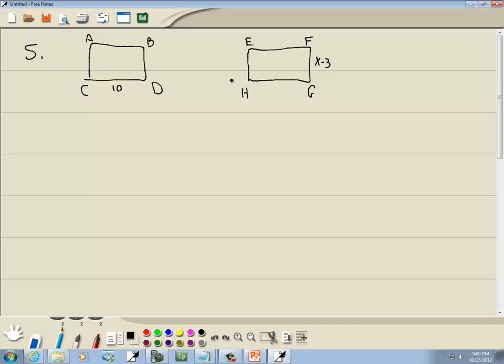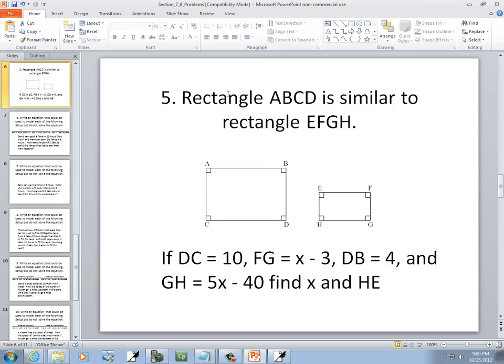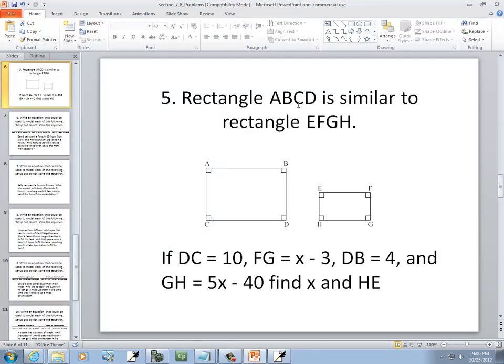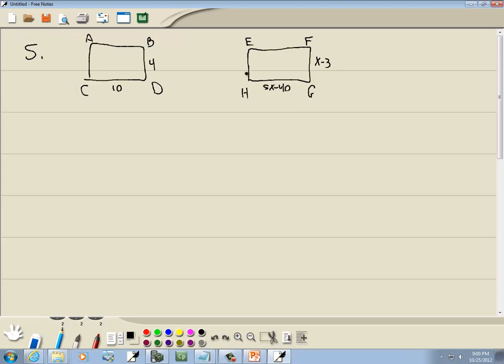DB is equal to 4. And GH is equal to 5x minus 40. It says find x and HE. So we're finding HE. Let's first find x. So we can set this up as a proportion. So I do 4 over 10 is equal to x minus 3 over 5x minus 40.